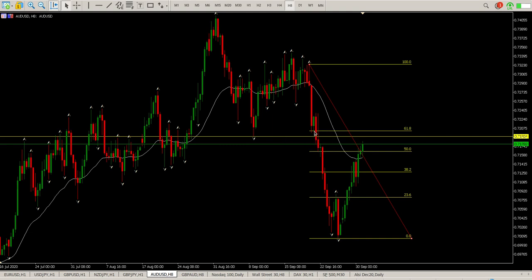So anything in this area of 071924, and then we have this little bit of congestion a little bit higher, and that's right on the 61.8 at 071996. Okay, so I would be looking to sell off that, and I am waiting on this one. This is probably the one that I am looking to the most right now.